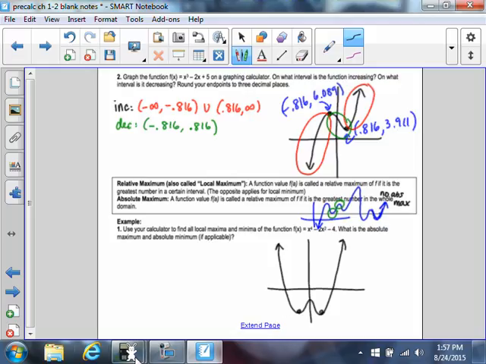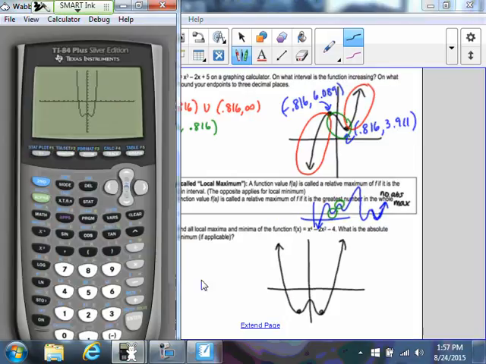Okay, so go ahead and do the minimum. And you can find either one, it doesn't matter. So about half of you do one, half of you do the other one. So don't do the one that I'm doing. You can do the other one.